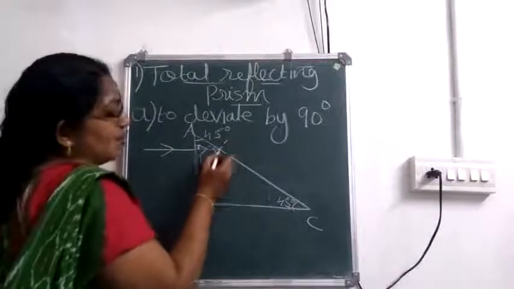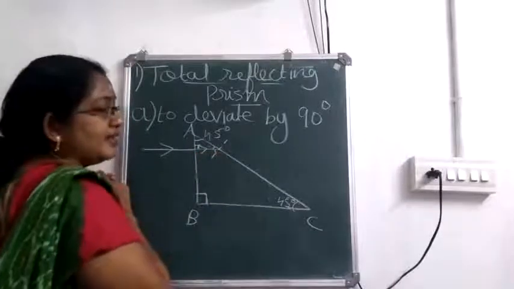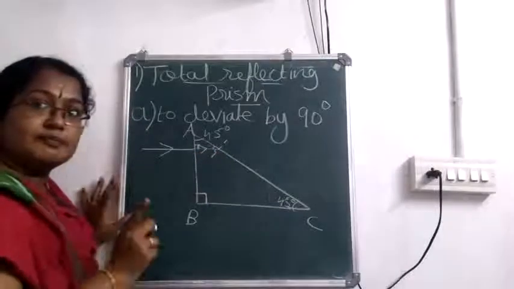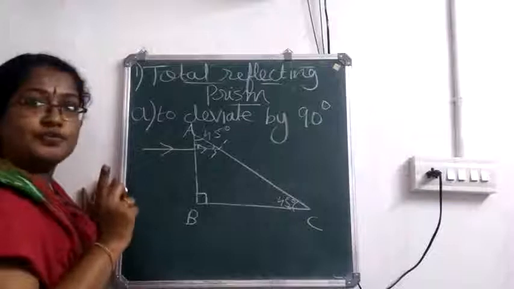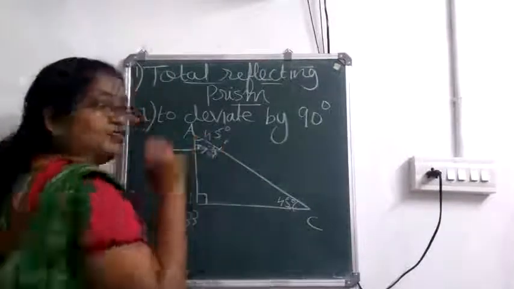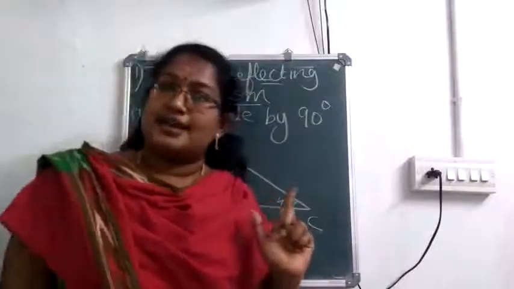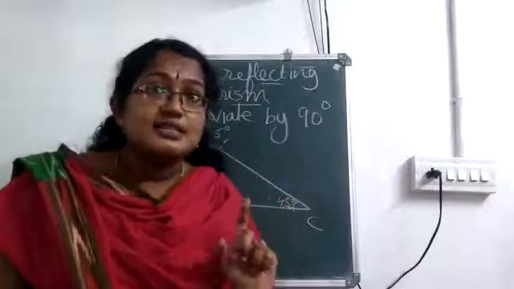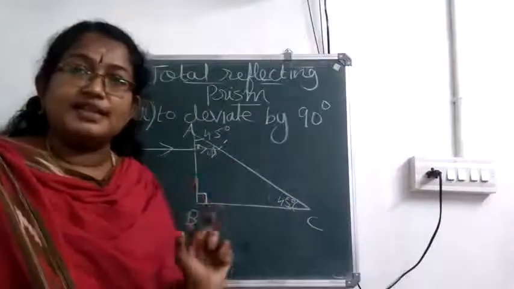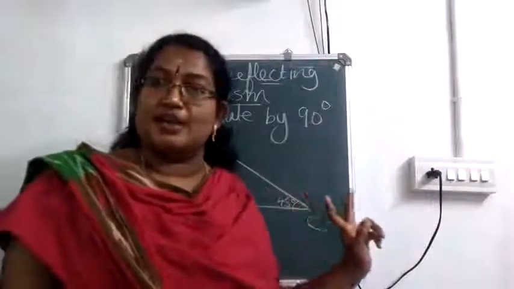Then I have drawn the normal. The angle between the incident ray and the normal will be the angle of incidence. So this angle also will be 45 degrees. And what about the critical angle for the glass-air interface? It is 42 degrees. We have learned that the critical angle is 42 degrees in the case of the glass-air interface.